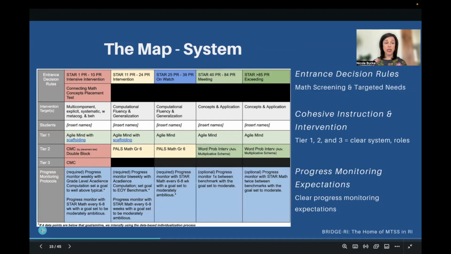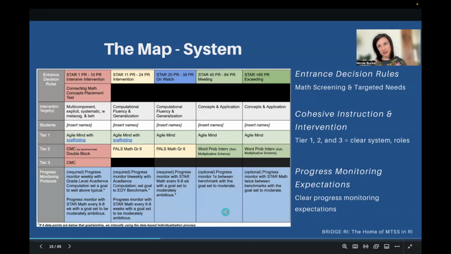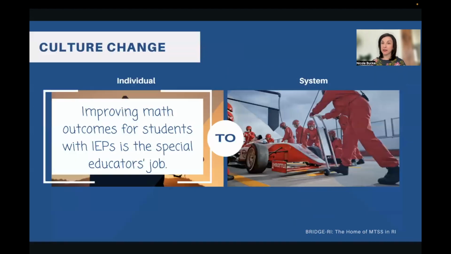And please notice that while today's talk is not about data-based individualization, we know that 2 to 5% of students, even in this awesome made system, will be not responsive. They will not have adequate growth. If 4 data points are below the goal or aim line, we have a data-based individualization meeting. And often, not always, often those students are the most complex students. So there'll be students with disabilities in that mix.